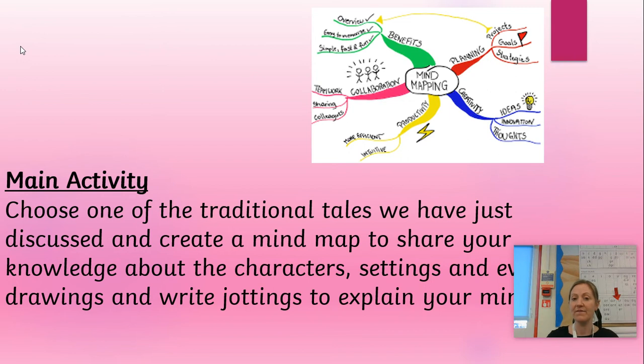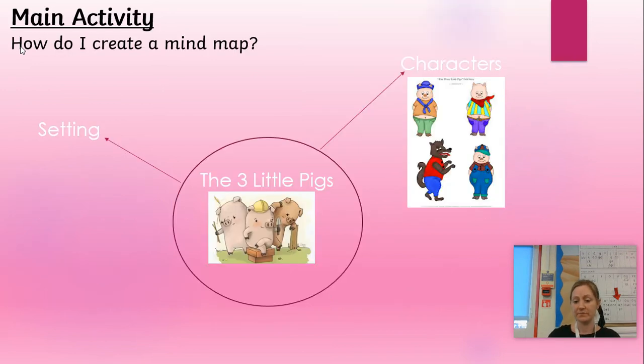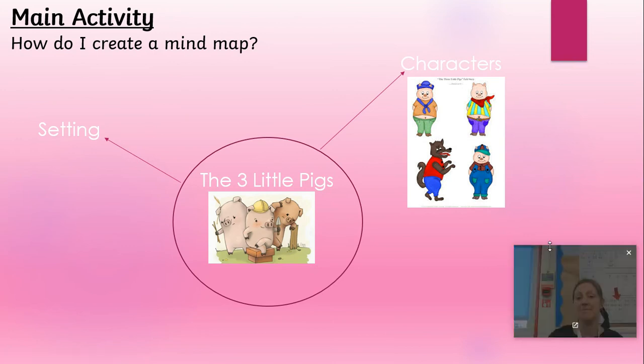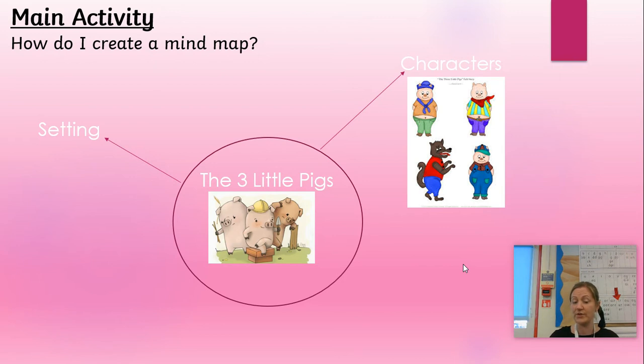And if you have a look above here, there's a little example of what a mind map might look like. But here I've got another example. How do I create a mind map? So I would expect in the middle, in a circle, you might like to write the title of the traditional tale that you have chosen. And here for the example, I have chosen the 3 little pigs. And then there's a little picture of the 3 pigs, but you could draw a picture or write the title.